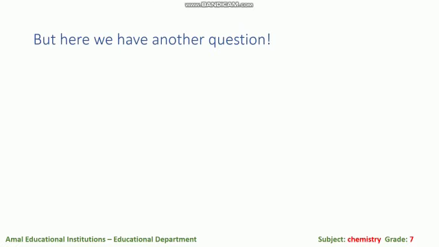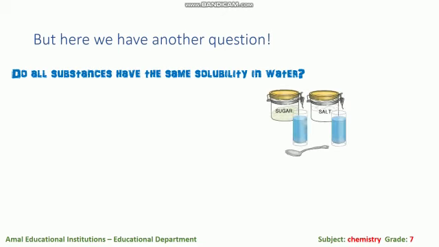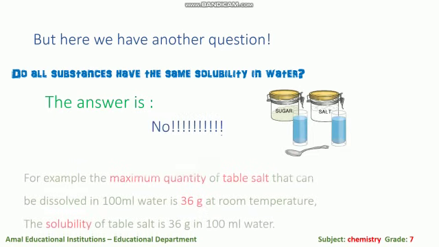Here we have another question. Do all of the substances have the same solubility in water? Can I dissolve the same quantity of many different solutes in the same quantity of water? If I have sugar and salt, we said before that the maximum quantity of sugar is 204 gram. Also, is the maximum quantity of salt 204 gram in 100 milliliters of water? Here the answer is no, it's not the same.